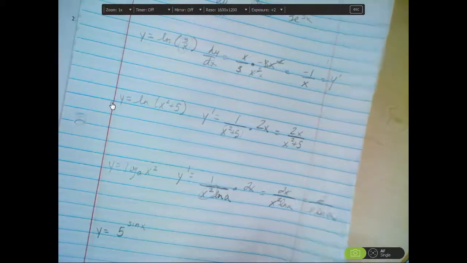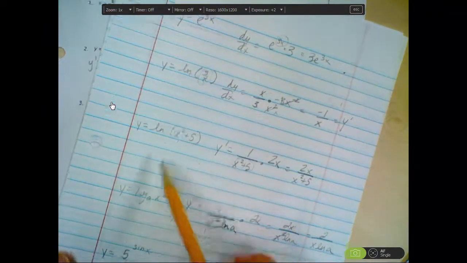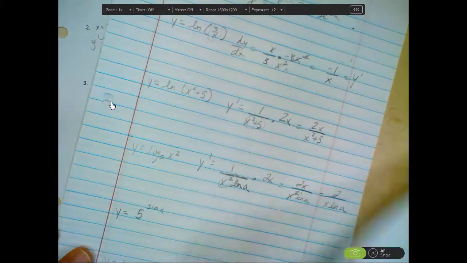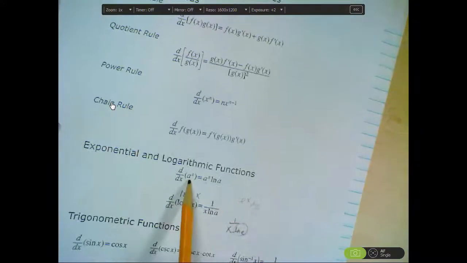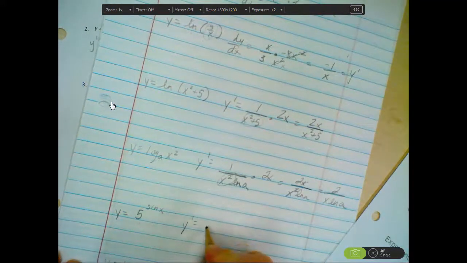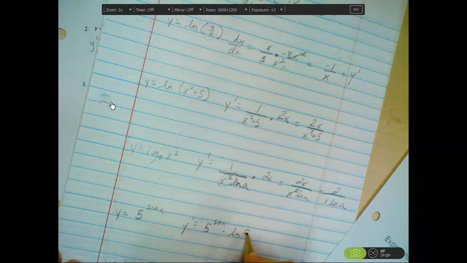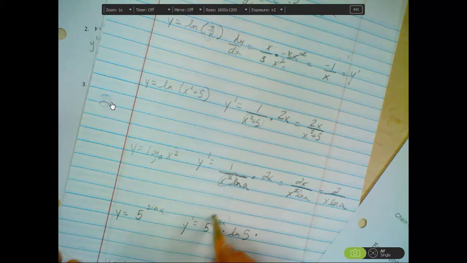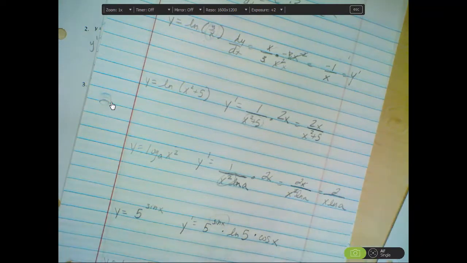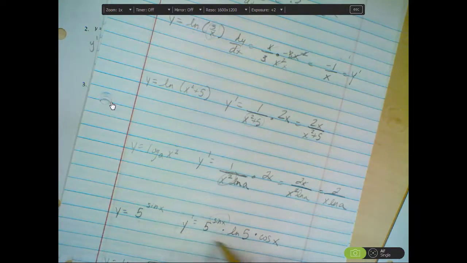Now the third type, we have an exponential, a log, and now we have another exponential where the base is not e, the base is a constant. And the derivative of that is a to the x ln of a. So our derivative here would be 5 to the sine x times ln of 5 times the derivative of the exponent, which is cosine x. That's it. That's your final answer.